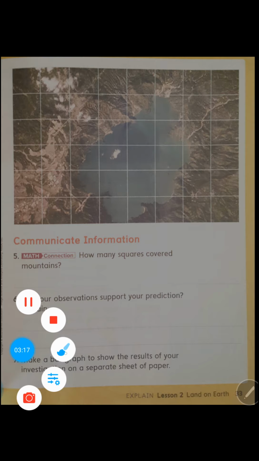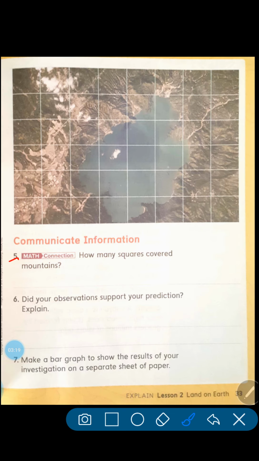let's go to the next page. Number 5 here. How many squares covered mountains? I counted them. You can count them later. I counted them and they are 31 squares. So I'm going to write 31 squares.